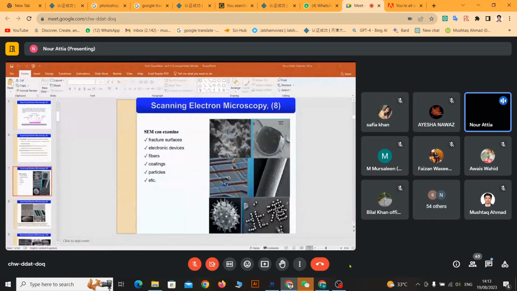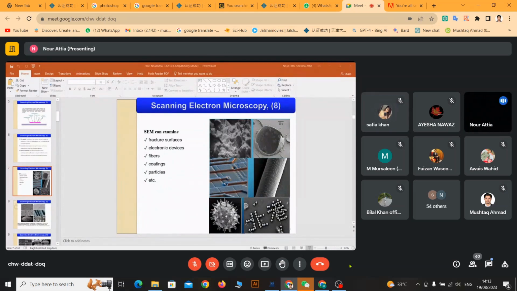The scanning electron microscope can characterize, investigate, or examine fracture features, surfaces, electronic devices, fibers, coatings, particles, all of this kind of thing. You see the slides or not? Yes, sir, we can see.